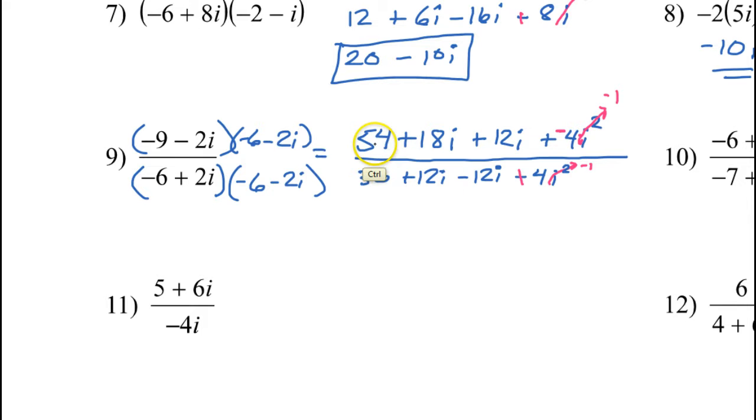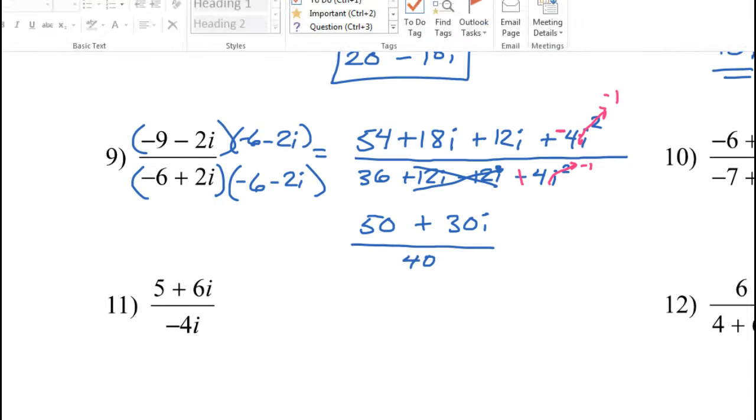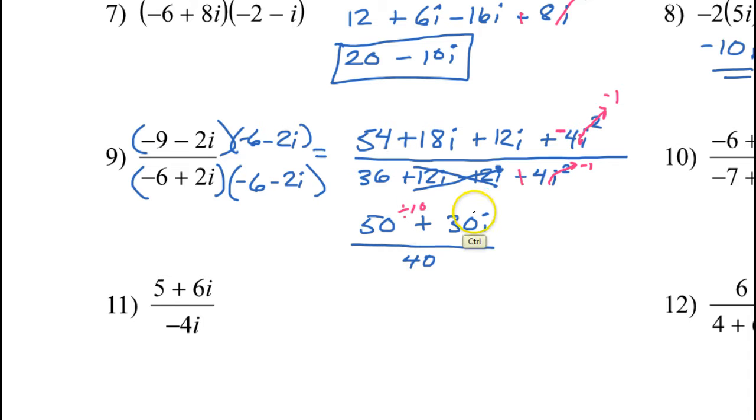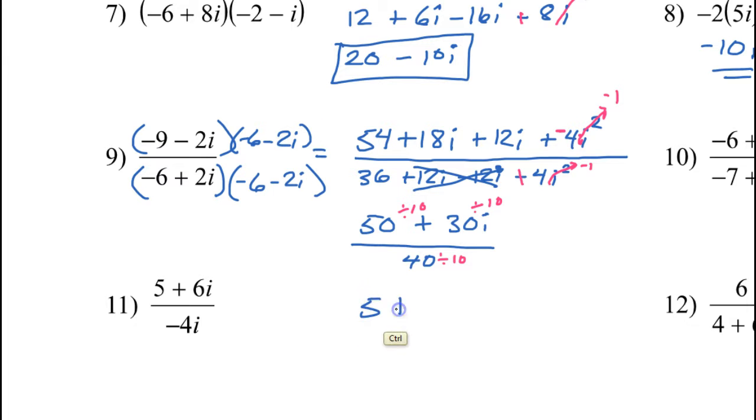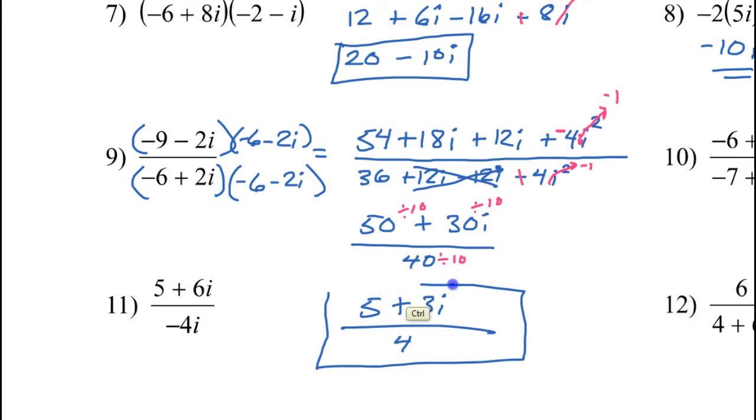So combining like terms, I have 54 minus 4, so that is 50. 18i plus 12i, that's 30i. Alright, in the denominator, these are going to cancel each other out, and I just have 36 plus 4, so that is 40. Now, we need to see, is there a number that will divide into all three of these? And there is. They are all divisible by 10. So if there is a number that will divide evenly into all three, you need to do that. So dividing all of these by 10, I'm going to get 5 plus 3i over 4. So this will be the final answer for number 9.